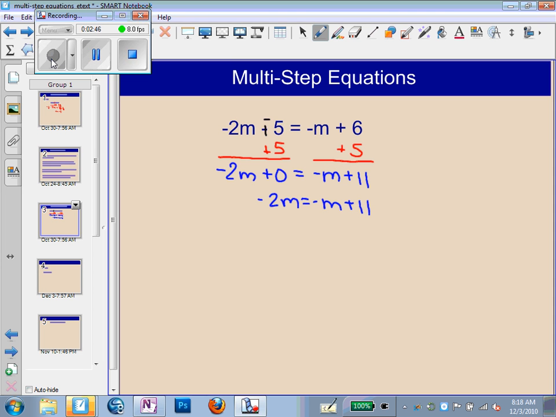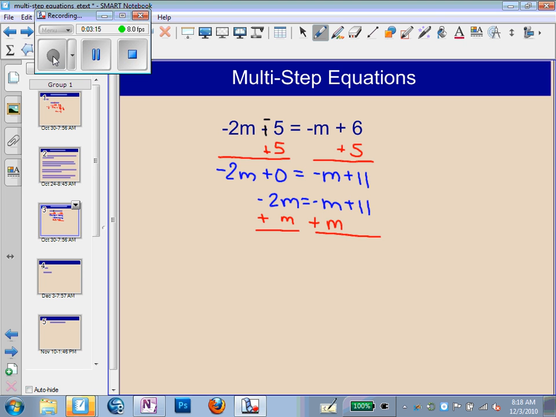So since negative m and 11 are being added together, we're going to work with our opposite property once again, and we're going to add a positive m to get rid of that negative m, because we don't want to have any variables on the right-hand side. And if we do it to the right-hand side, we also have to do the same thing, adding m to the left-hand side. When you have a variable on both sides of the equation, you'll end up performing the opposite property twice instead of just once.